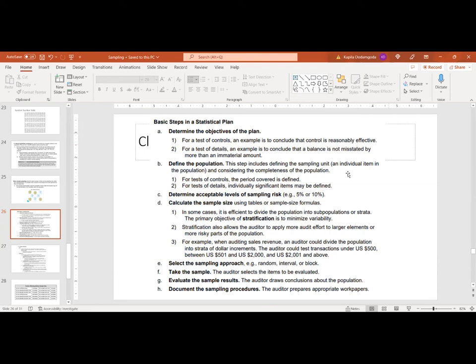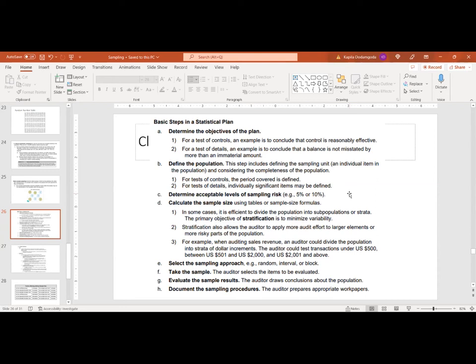Defining the sampling unit, an individual item in the population, and considering the completeness of the population. So one thing is you need to have an idea about the population from which you are going to pick the sample. If it is inventory items, then you know the population is clear. If it is your customer invoices, your population is clear. Your payment vouchers, your population is clear. Right? But say somebody is doing a study about street children who are abused by drugs, who are using drugs. Then, is your population clear?